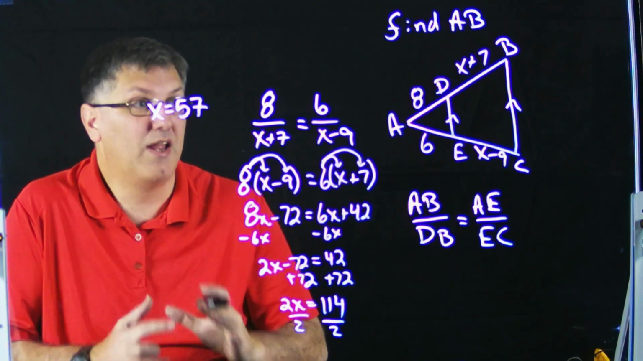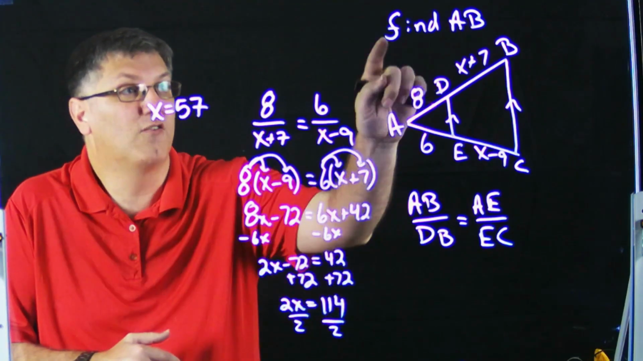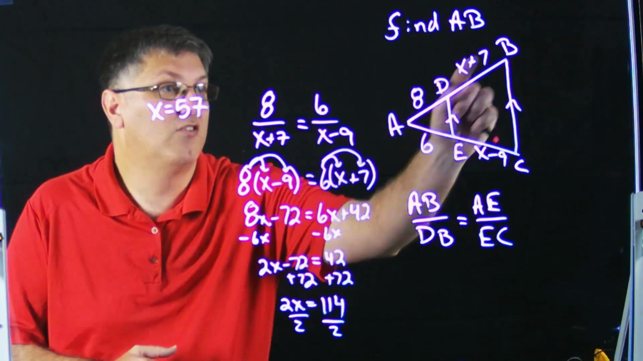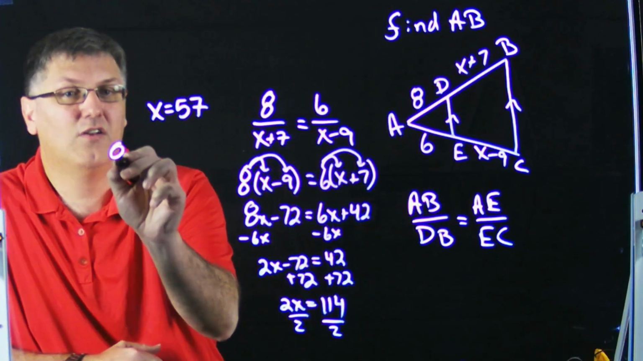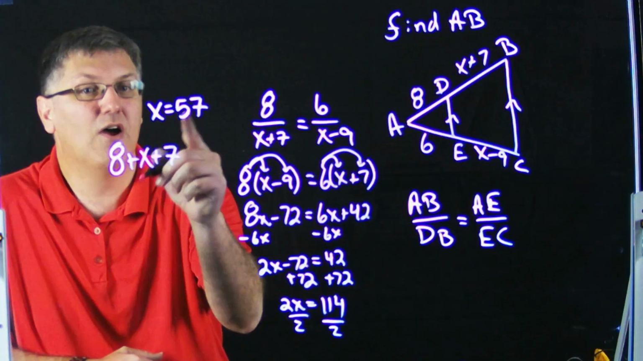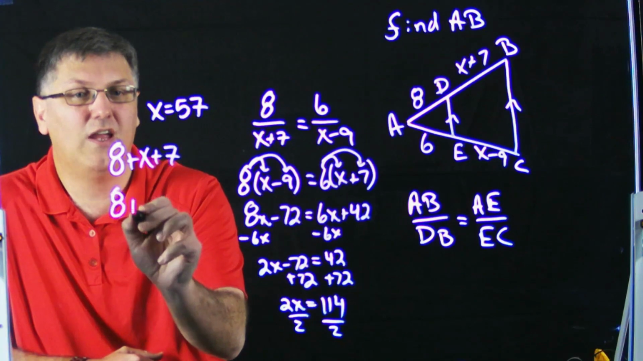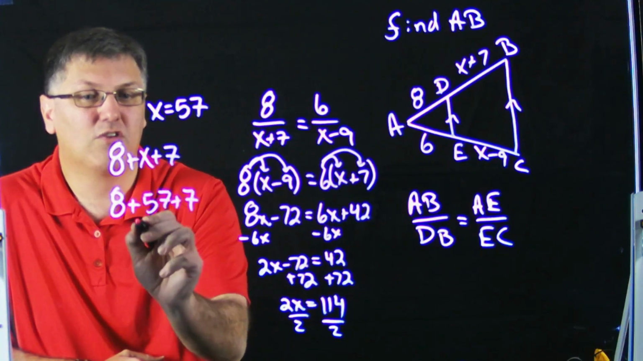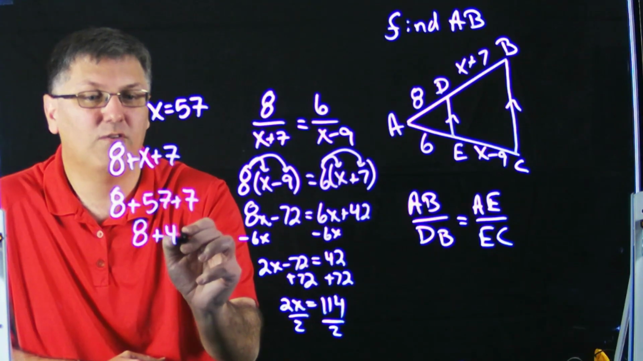Do not stop at x. We have to go back and look. It says find AB. Well, AB is going to be AD plus DB. So it's going to be 8 plus x plus 7. But now I know what x is, so I can plug it in. So that's 8 plus 57 plus 7, which gives me 8 plus 64.